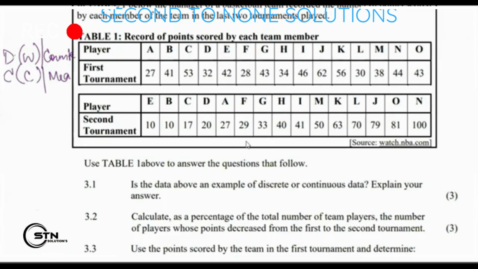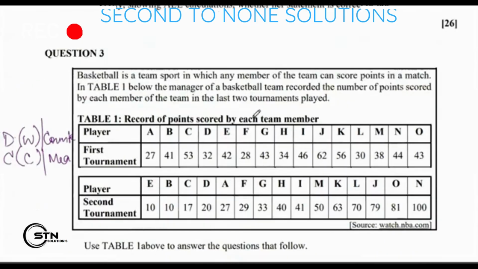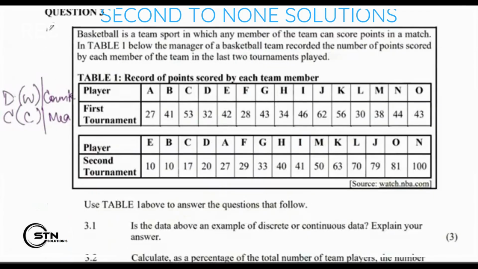So now these were scores. Basketball is a team sport in which any member of the team can score points in a match. In table 1 below, the manager of the basketball team recorded the number of points scored by each member of the team in the last two tournaments. So definitely scores, the marks people get, you can't measure, but we count them.